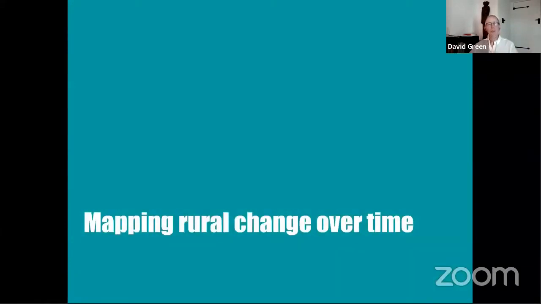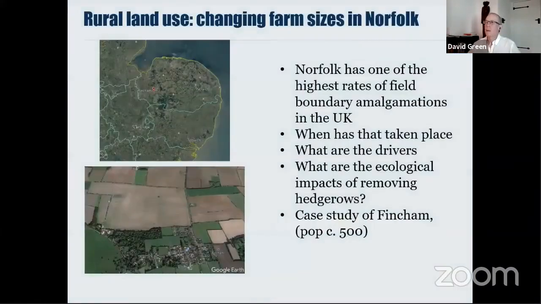Let's switch and look at rural. One of the issues that the countryside faces is loss of species diversity. And one of the reasons for that is the removal of hedgerows. So the question is, why has that occurred? When did it occur? And how can we begin to even map it in a virtual sense if we can't go out to the countryside anymore and take a look?